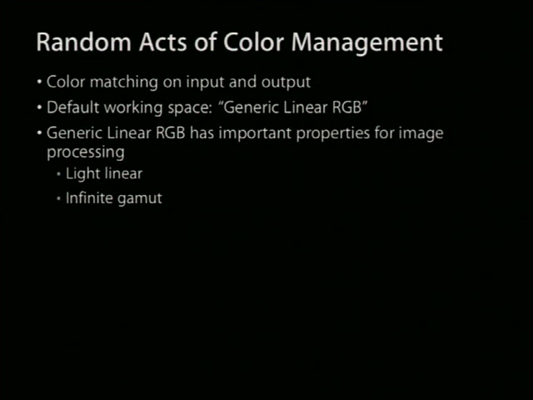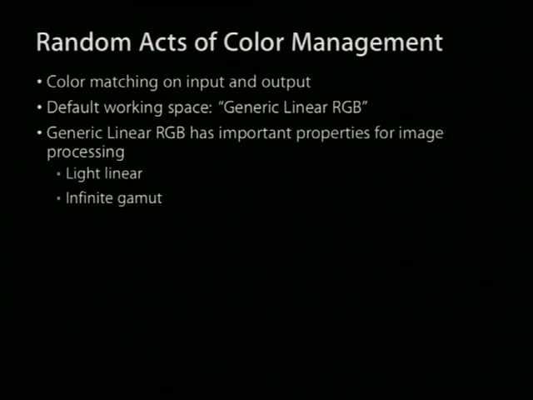As we said, we do color management. So what does this mean? The whole output is color management. We go from an input image and bring this into our working space in which we do all our rendering. This working space is generic linear RGB. It's light linear, and it has an infinite gamut. This allows us to do all the filter processing. We will not create any banding because we run out of gamut space. And then we go to the output space.